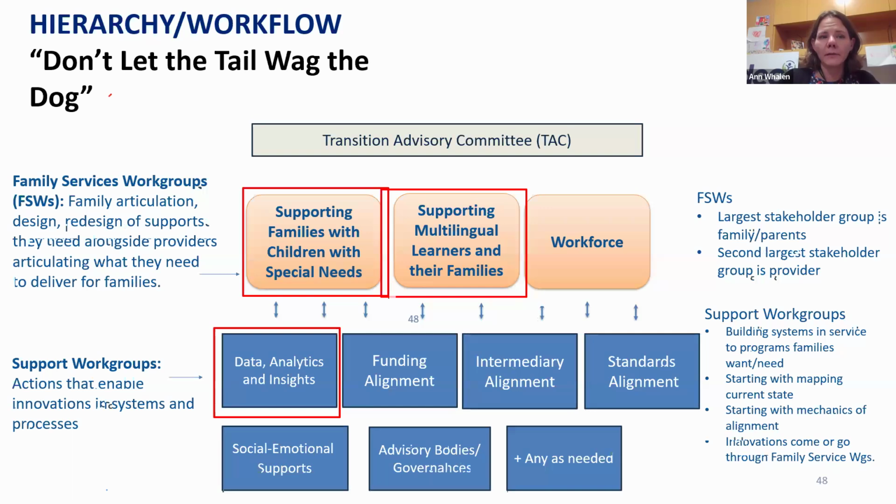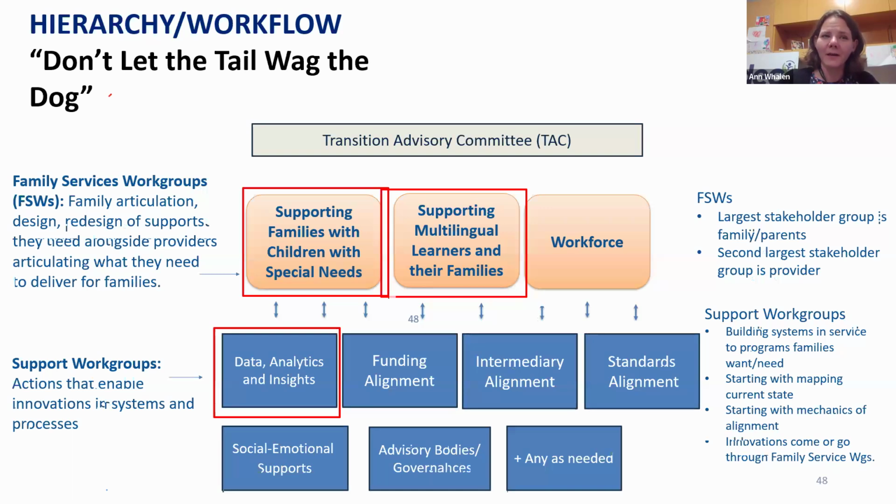In addition to the TAC, we have also stood up and are in the process of standing up additional work groups to help us think through specific areas or topics that we know from the listening sessions and from previous reports and recommendations are areas of opportunity and improvement. And those include what we're calling family service work groups. So those are focused on supporting families with children with special needs, supporting multilingual learners and their families, and the workforce. And we are starting with those.